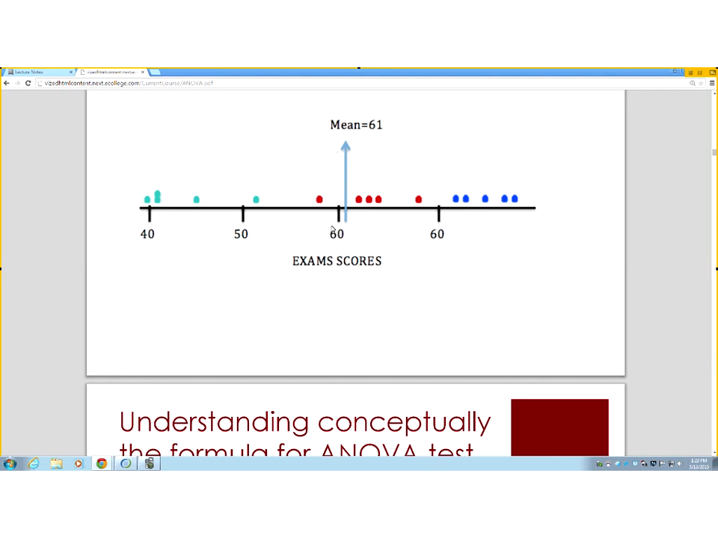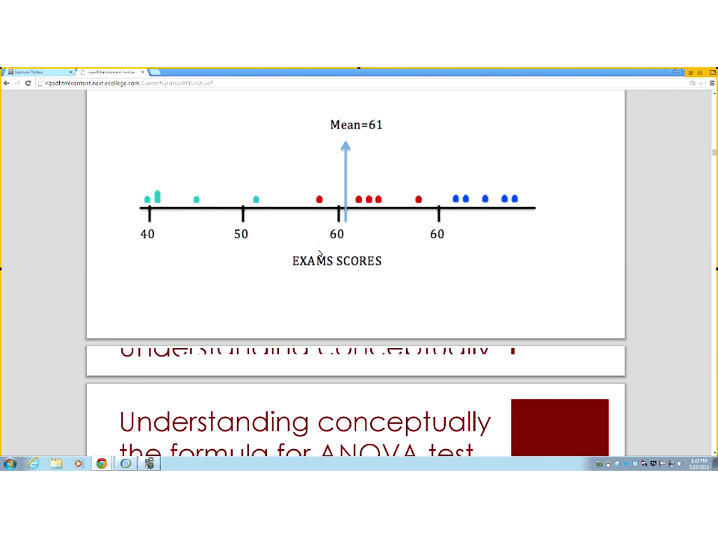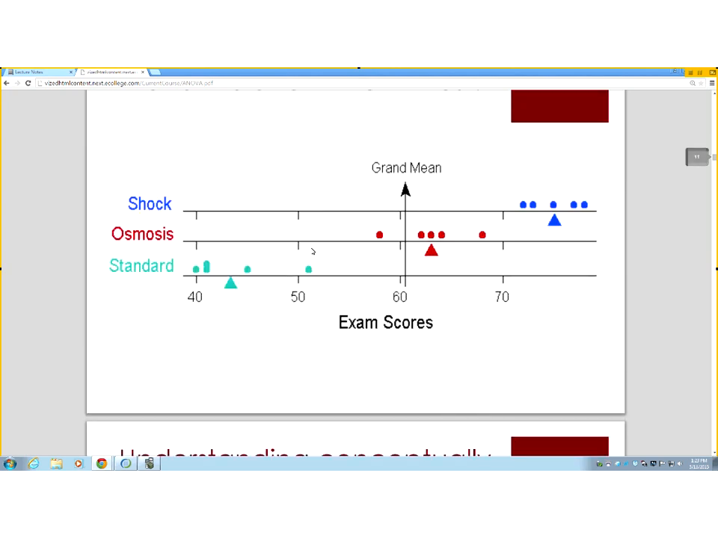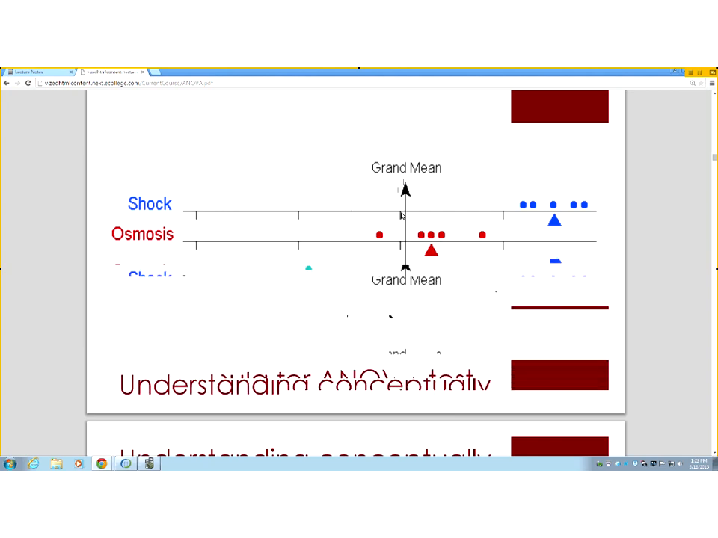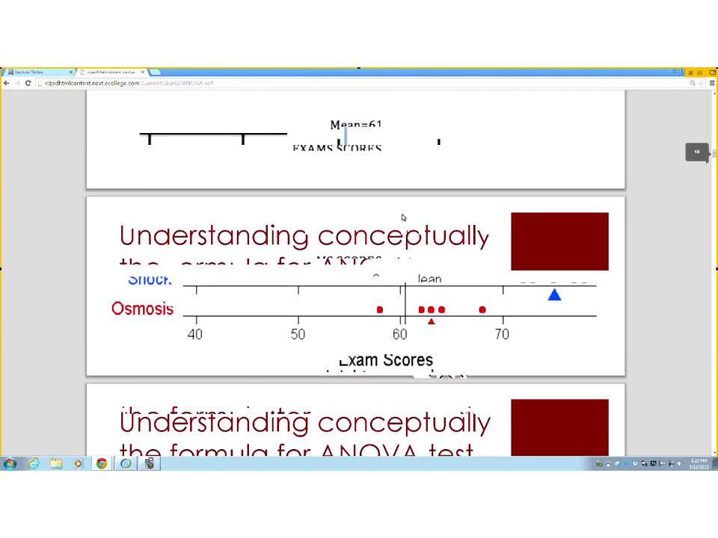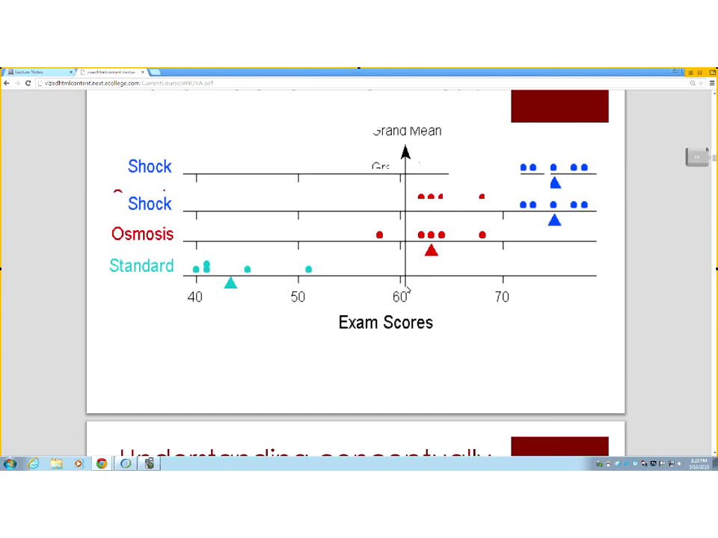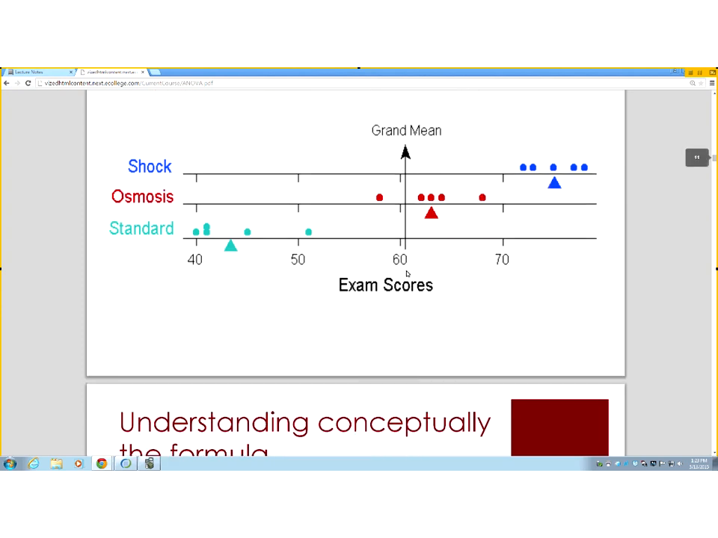So let me consider the grand mean. That's the mean of all your data values regardless of which group they're in. We're going to call that the grand mean. I think on this one it was 61. So the grand mean is where we're going to come back to.